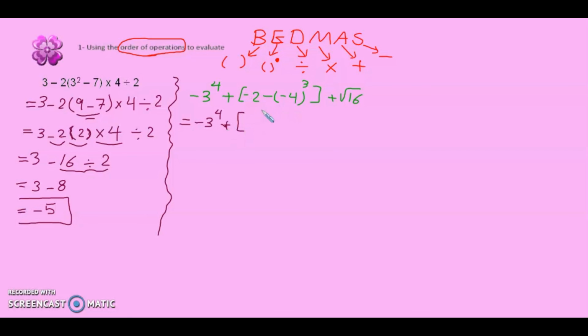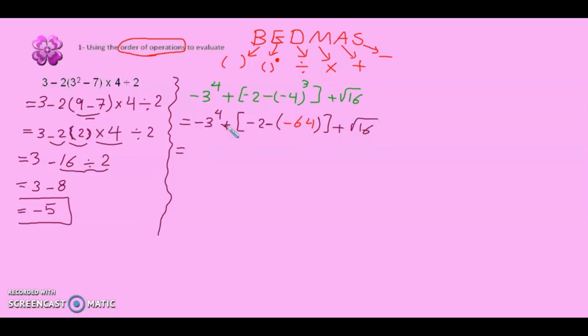Inside the bracket, I have negative 2, take away. I have to raise negative 4 to the 3. If you raise negative 4 to the 3, you will end up with negative 64. Getting 64 and then root 16.